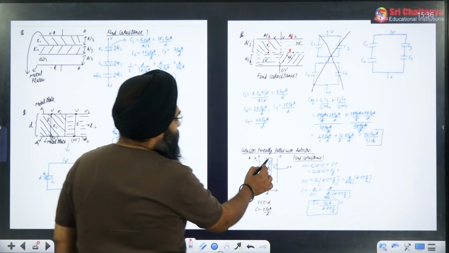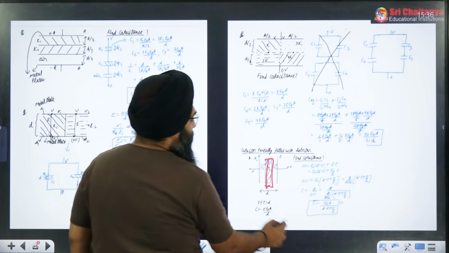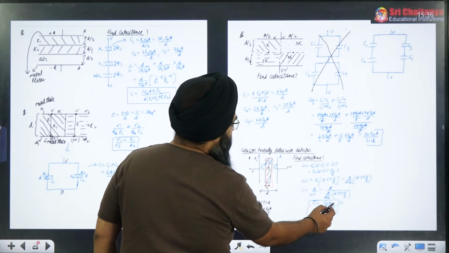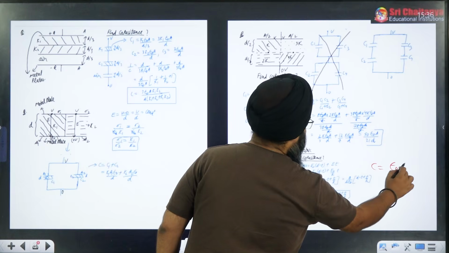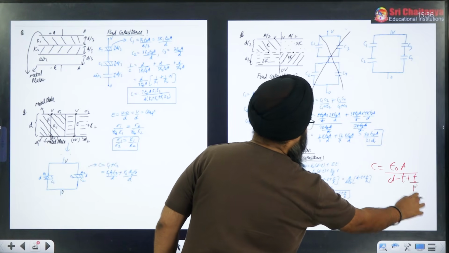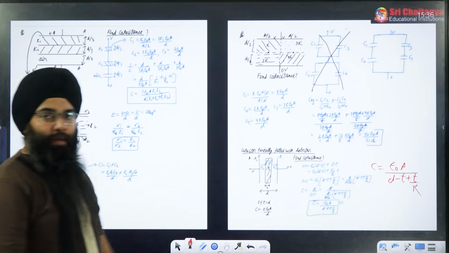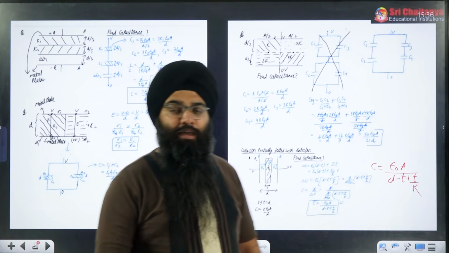If you partially fill the capacitor with a dielectric having thickness t, in that case the capacitance will be given by epsilon naught A divided by d minus t plus t by K. So this is how basically you can calculate the capacitance. I've taken mostly all the cases based on the concept of capacitance.